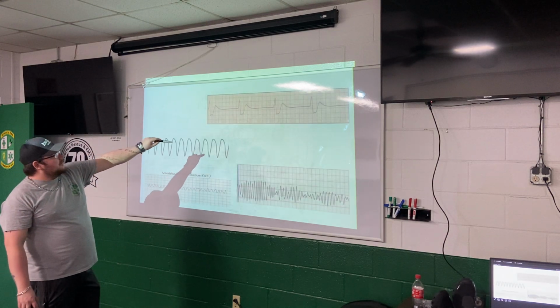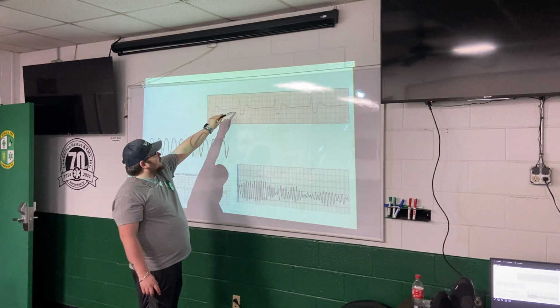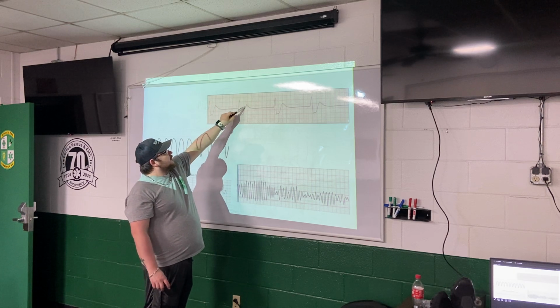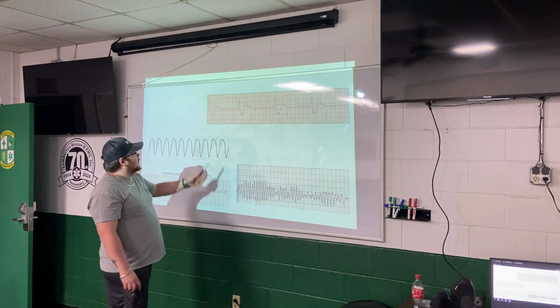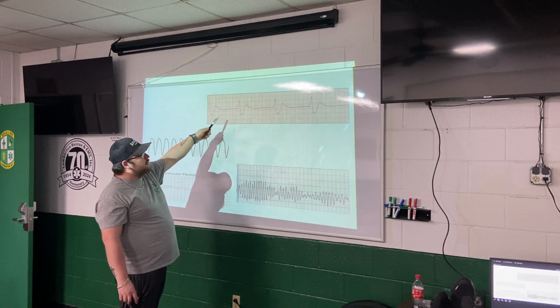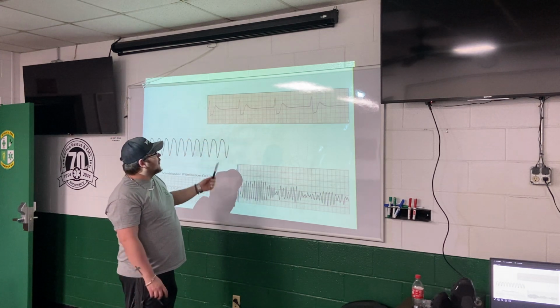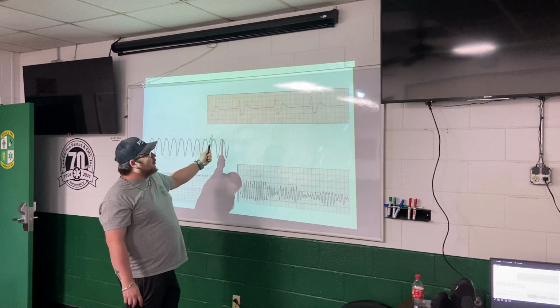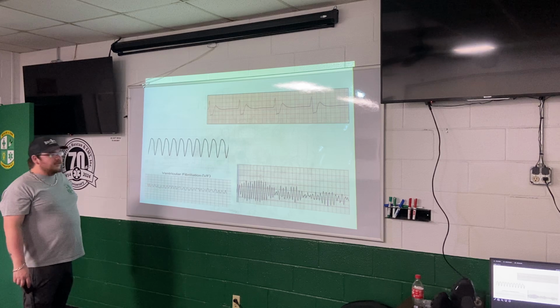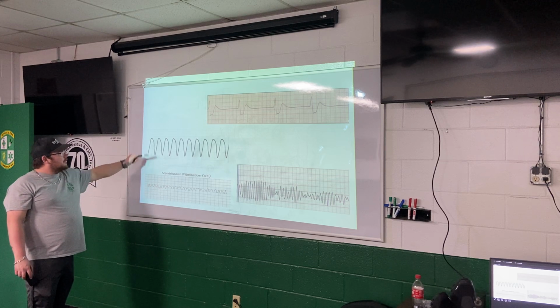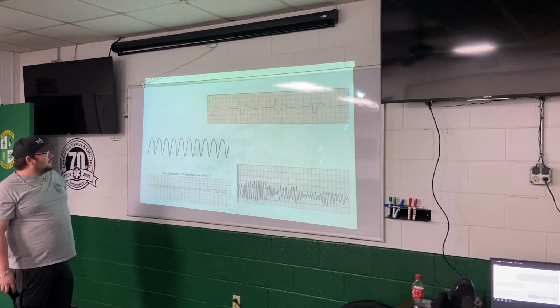So up here at the top, this is that wide complex we were just talking about. That's going to be your idioventricular. In a 6-second strip, you've got between 2 and 4 R waves, so you're going to have a rate of 20 to 40. Your monomorphic VTAC is going to be over here on the top left. Everything looks the same.